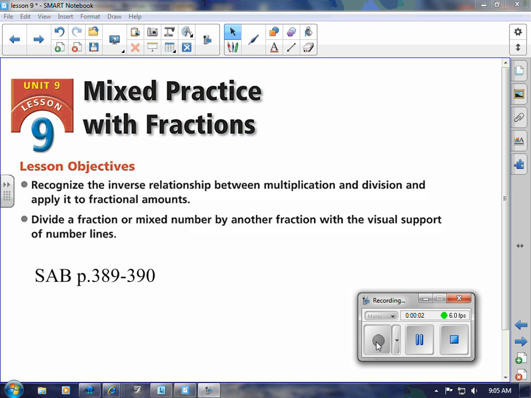Okay, we're on Unit 9, Lesson 9, Mixed Practice with Fractions. We're going to review some of the inverse relationships between multiplication and division in fractional amounts, so that should be review for you. And we'll divide fractions or mixed numbers by other fractions. You can use the number line to help you with that or pictures. So as we go through, you'll need SAB page 389 to 390.